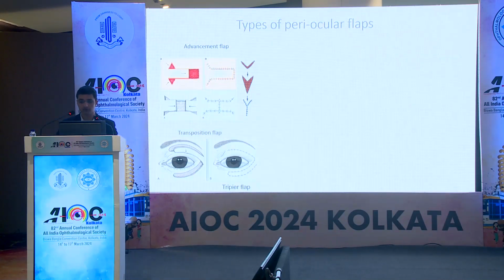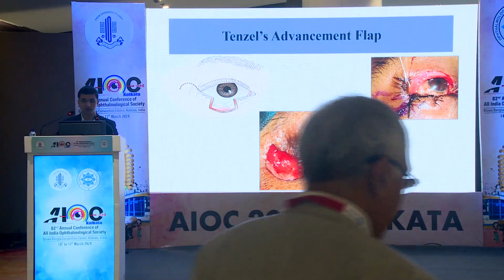Rotational flaps are commonly used in the periocular area, where the directly adjacent skin is lifted over the intervening skin and fitted into the defect. What are transposition flaps? In this, the skin is not directly adjacent to the defect area, but the intervening skin is lifted and rotated along its own angle. But the important thing is that the angle should not be too large, as it may compromise the vascular supply.